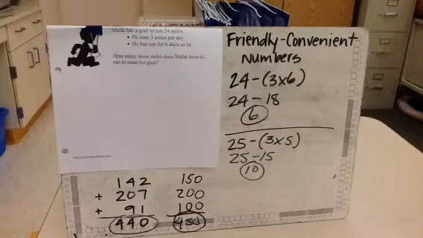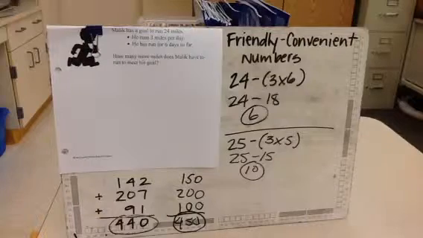So here's just a few examples of friendly or convenient numbers, and remember that something that's convenient or friendly for you might be different than someone else, but you're most successful if you're looking for numbers that work really well together. 5s work really well together, 10s work really well together.